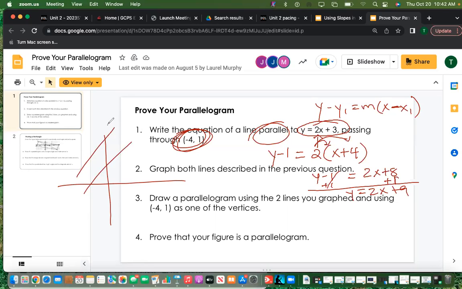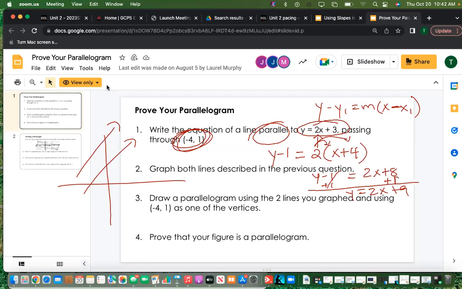Whoa. I know, 2 lines that run parallel, imagine. Wild, but 2. Thank you. Okay, now they say draw a parallelogram using the 2 lines you graphed and using -4, 1 as a vertices.